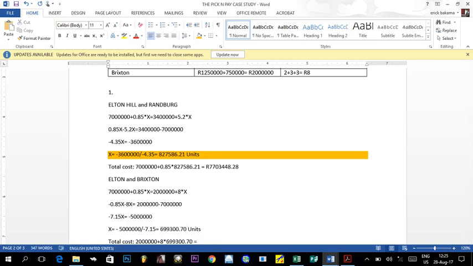Now in this case, we multiply this value by 8 plus 2 million, and the value that we get is 7,594,405.59.